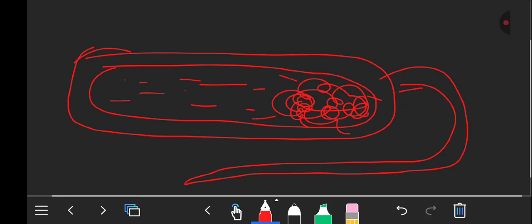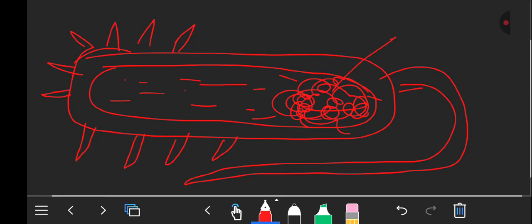Okay, so I'm drawing a structure, which looks something like that. Okay, so this is the structure of the prokaryotic cell. There are certain things I want us to understand. This is the nucleus we are seeing. So this nucleus, it is circular, okay?